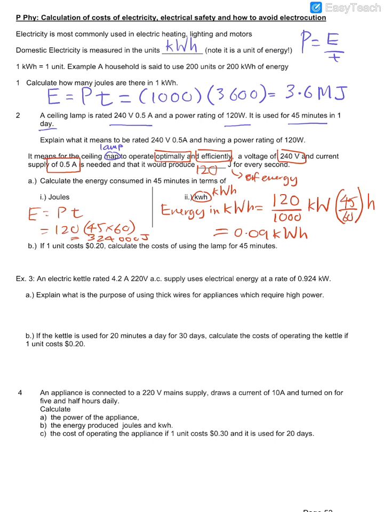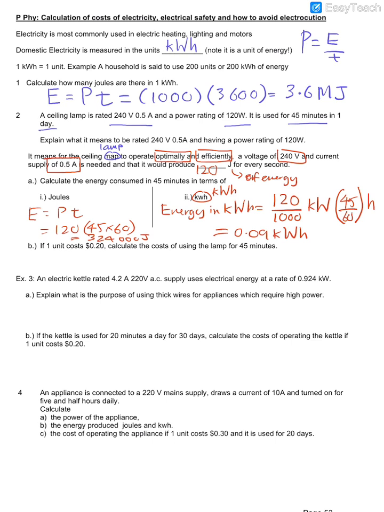This is the only time our time is in hours. Every other time I always tell you seconds. This is the only time you have something in hours, so take note of that. So this guy uses the lamp for 45 minutes only, so it's 0.09 kilowatt hour.